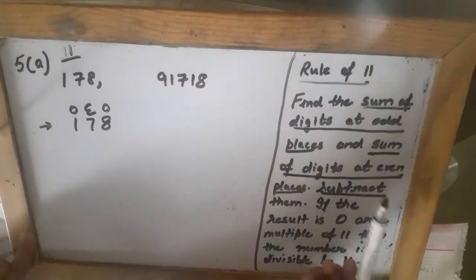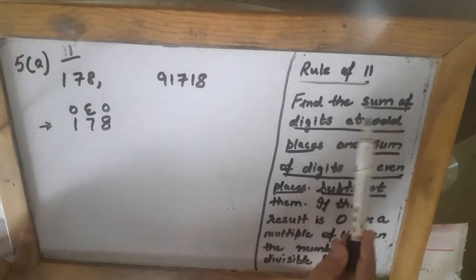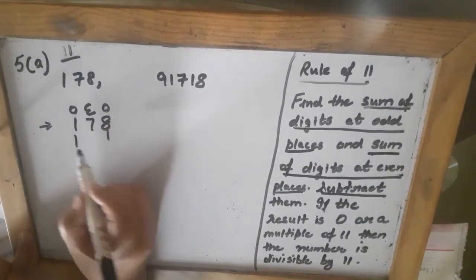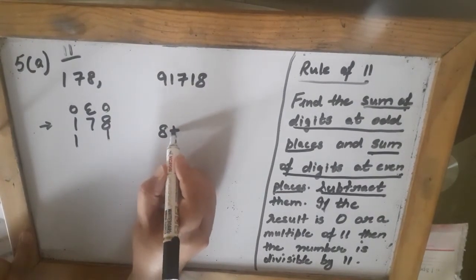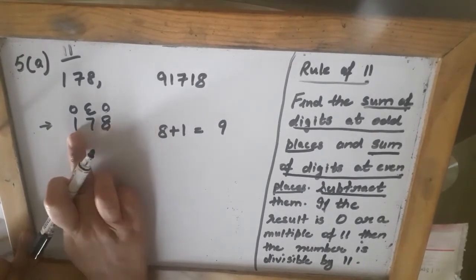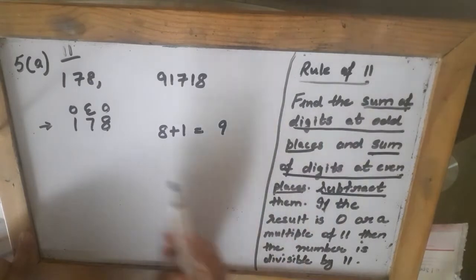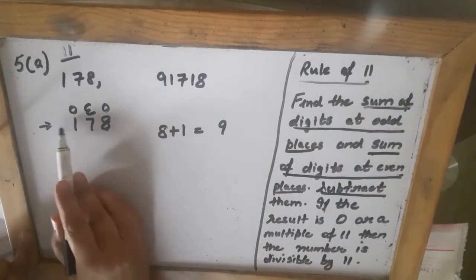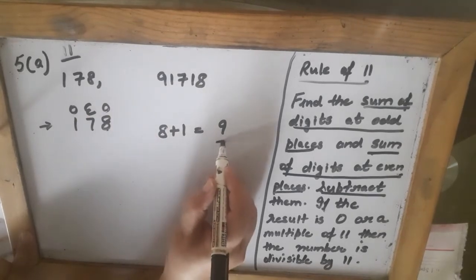Now what it says is find the sum of digits at odd places. So which are the odd places? 8 and 1. So I will find the sum of these digits. 8 and 1 is 9. Now sum of digits at even places. At even places there is only one digit, no other even places, so that is 7 only.